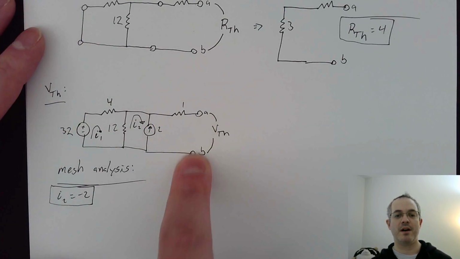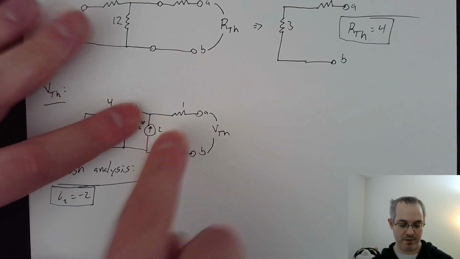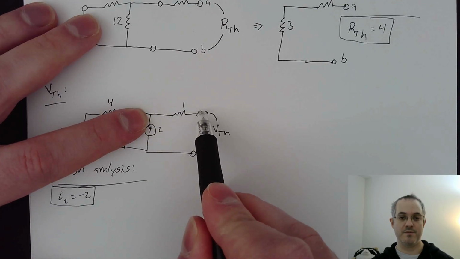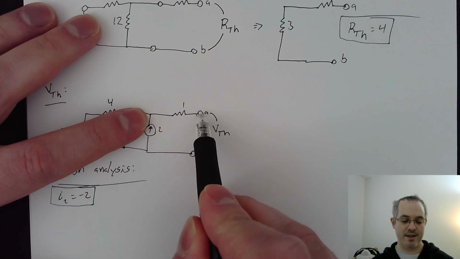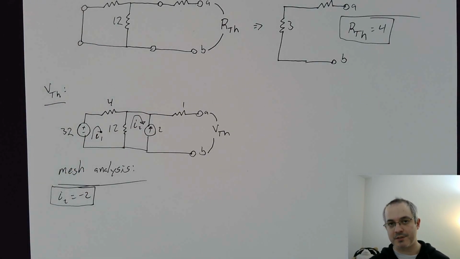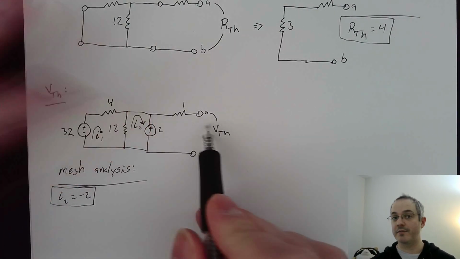Remember, A and B aren't connected to anything, right? They're just sitting there. So there's no current that can flow from this node through this resistor at all, right? So that means the voltage at A is the same as the voltage here. There's nothing happening, there's no mesh there. We could just ignore it. In fact, you could replace it with a wire if you wanted to as well.